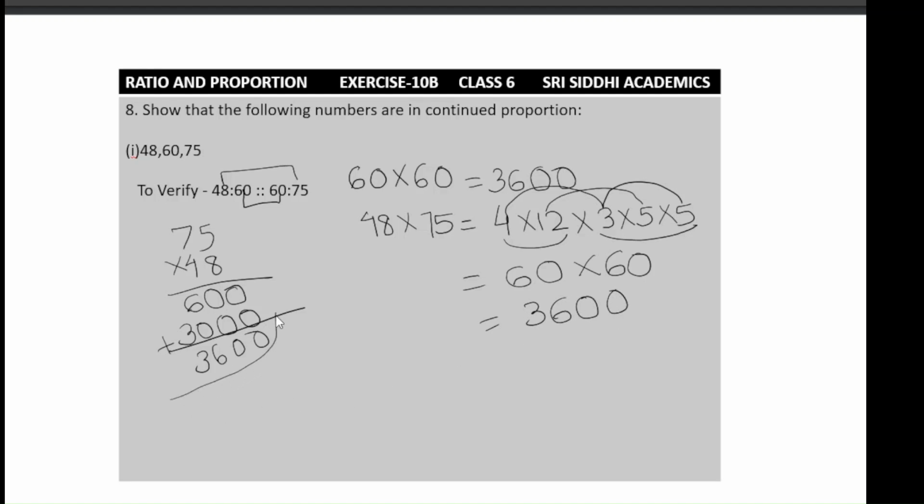Either you calculate it this way, normal method, or you rearrange the numbers, up to you. What we got, product of means is equal to product of extremes. So obviously we can write that since product of extremes is equal to product of means, therefore these numbers are in proportion. Let's move to the next question.